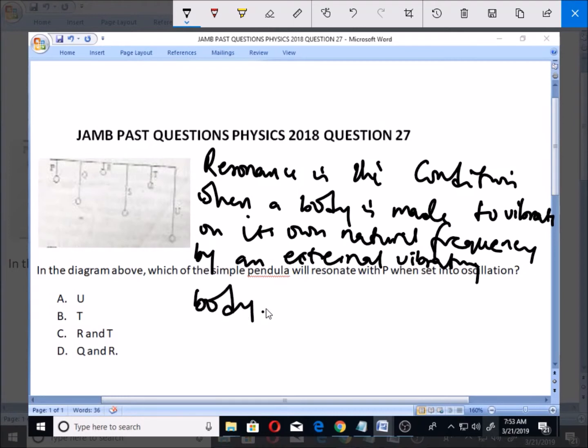So from the figure of this pendulum, you can easily see that when P is vibrating, it's going to impart resonance on T because both of them have the same length. So T is going to vibrate on its own natural frequency because of the vibration of P, and that is why B is the answer, because P is going to make T resonate. That is the answer to the problem.